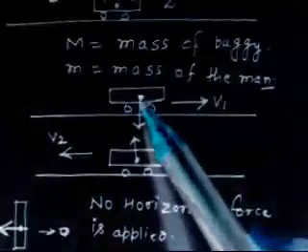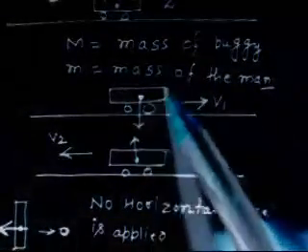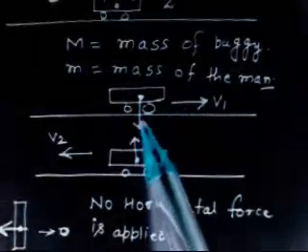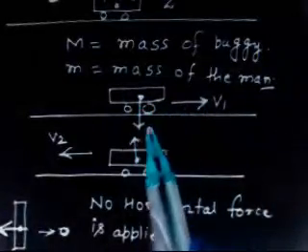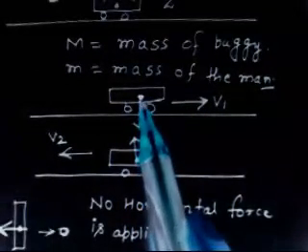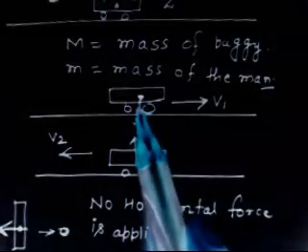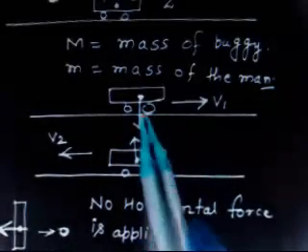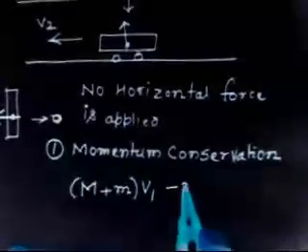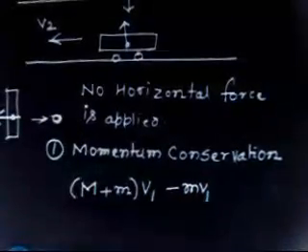Now this man is jumping from this buggy. So there is a loss of momentum. This man will have a velocity v1 even after jumping. So this man is taking a momentum of m into v1 in this direction. So you see, this is losing a momentum of minus m times v1.